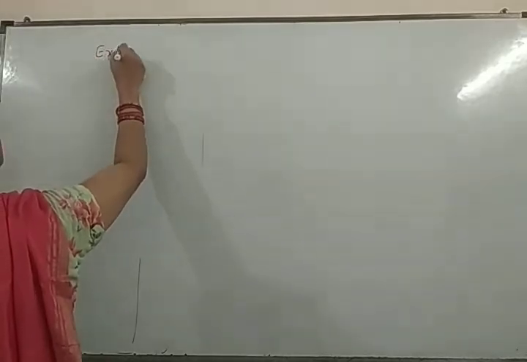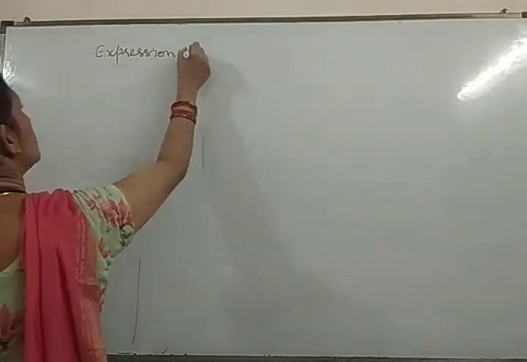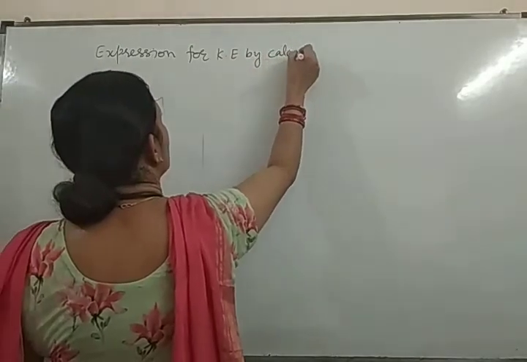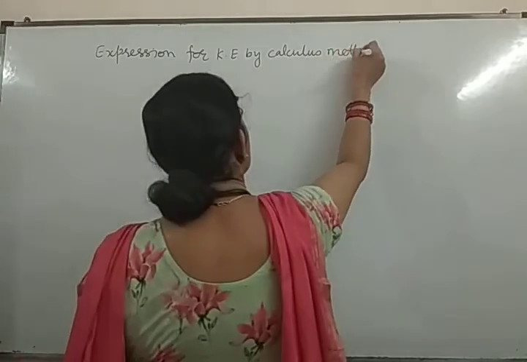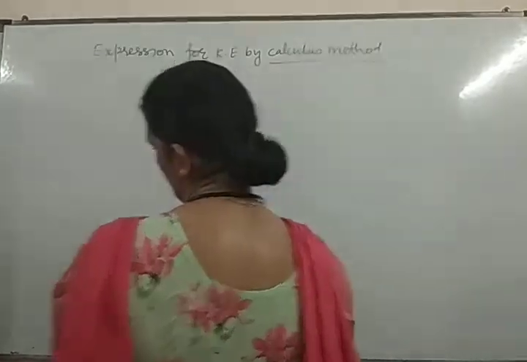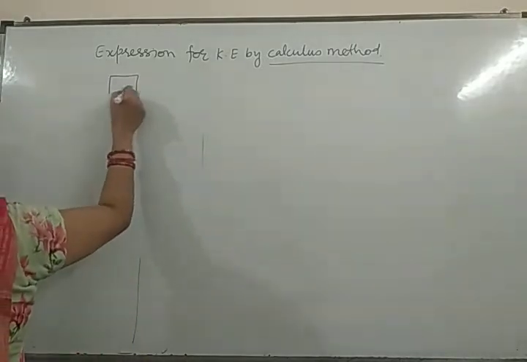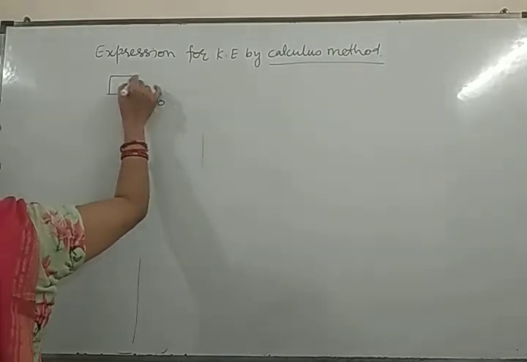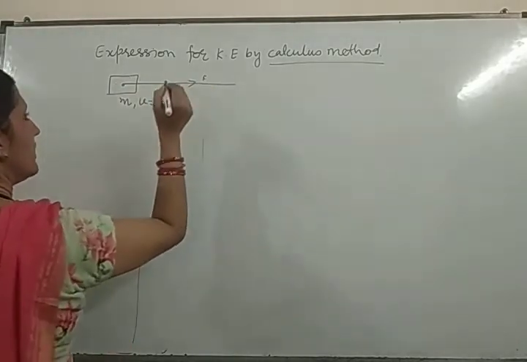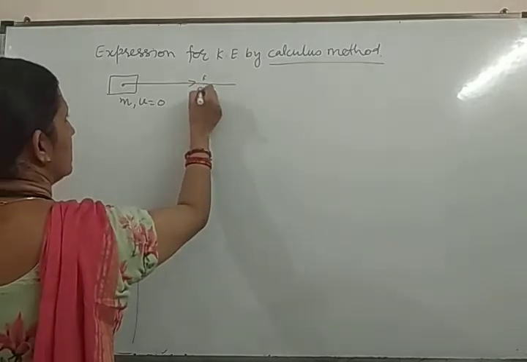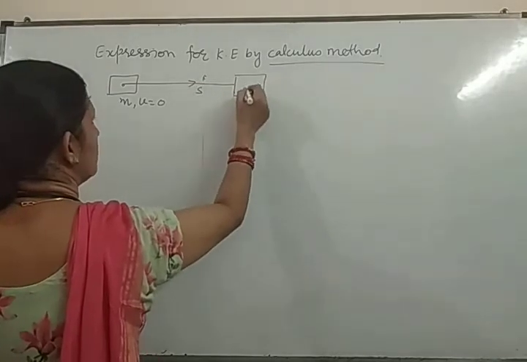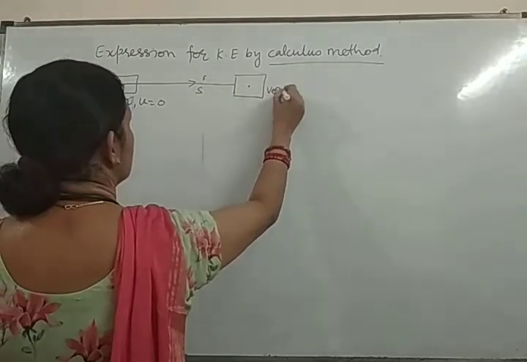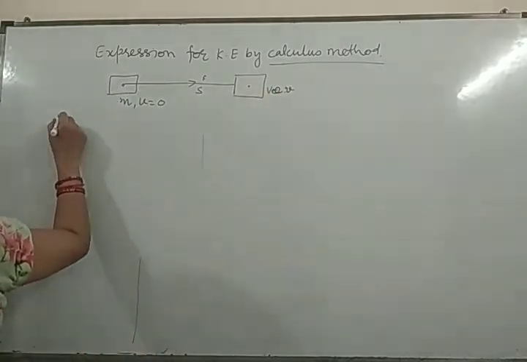Expression for kinetic energy by calculus method. Calculus method is the method of integration. Again, for this, suppose the body of mass m is at rest, u is 0. After applying some force, the body is displaced through a displacement s, and here it acquires the velocity v.